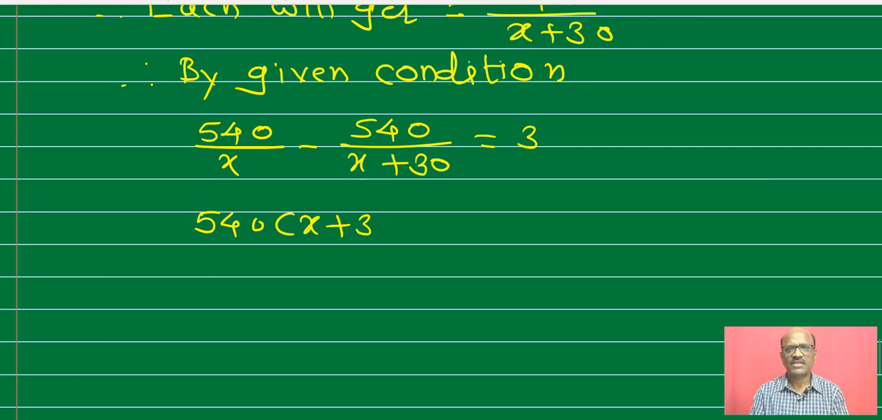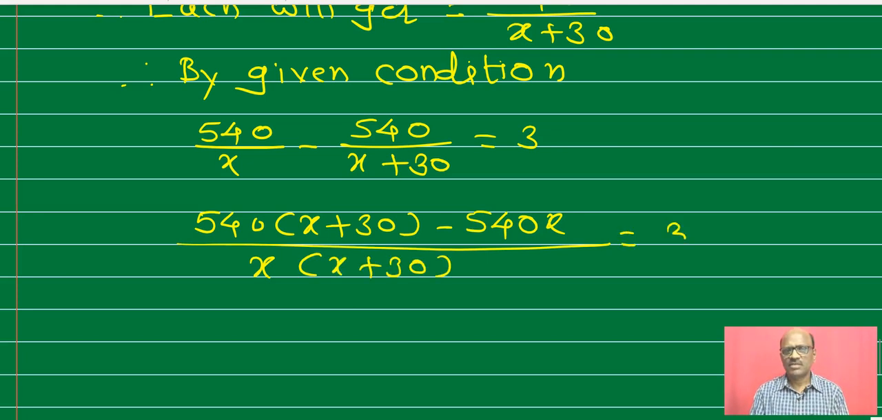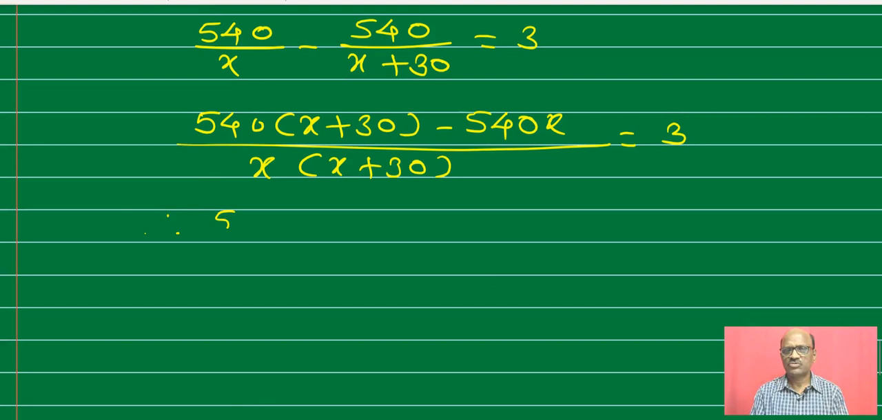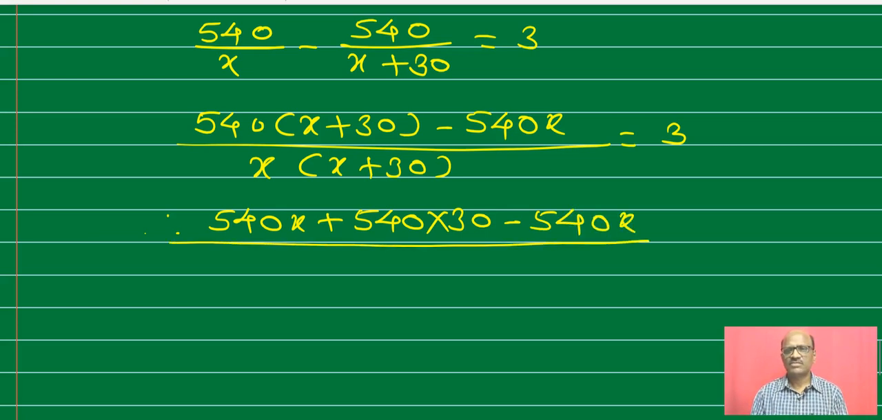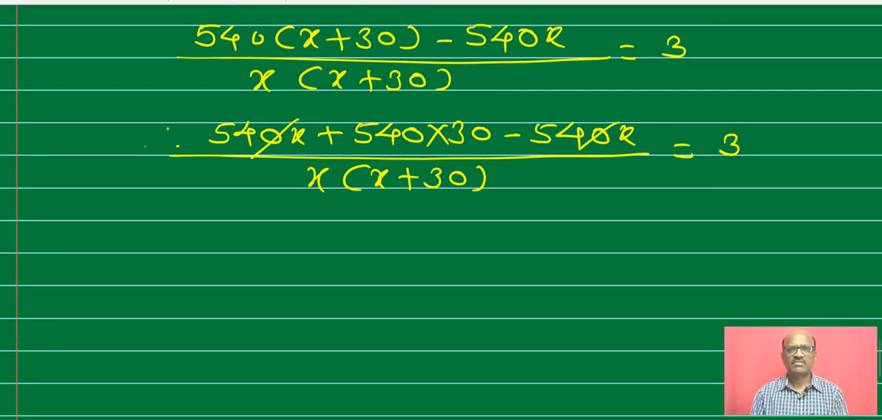Therefore 540 in bracket x plus 30, make the cross multiplication. 1 upon x in bracket x plus 30 is equals to 3. Therefore, normal multiplication. 540 into x, 540 into 30 minus 540x is equals to upon x in bracket x plus 30 is equals to 3. Therefore, 540x plus and minus get cancelled. 540 into 30.